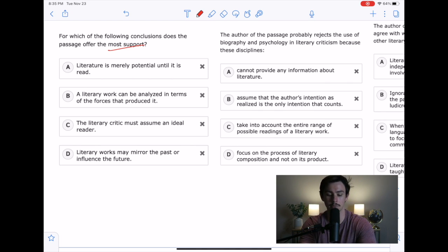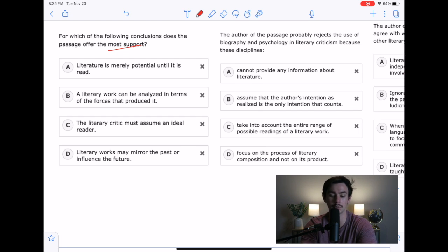So A says literature is merely potential until it is read. Is that a true statement? Yeah. So I'm not going to rule it out because so far it's my best answer choice. That's pretty supported. B says a literary work can be analyzed in terms of the forces that produced it. Would the author agree with that? Yes. Would the author agree that that is formalist criticism? No. So it's not going to be the most supported because it doesn't really agree with the main idea. The author was like, yeah, it's possible, it's valuable or whatever. It's just not criticism. So A is better than B. So far my answer is A.